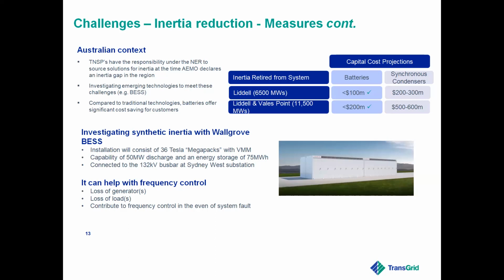So we have a trial project at the moment, just a 50 megawatt battery in a place called Wallgrove, where we use Tesla's grid following inverters, but they are equipped with this virtual machine mode. So they can contribute to inertia. That means if there's a generator trip or load stripping, or there are faults that cause a megawatt difference in the system, they can help with frequency control.